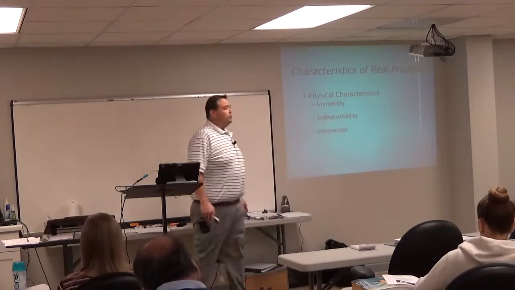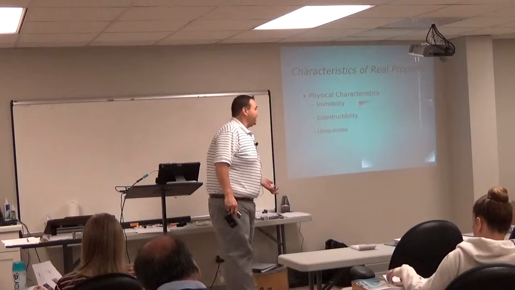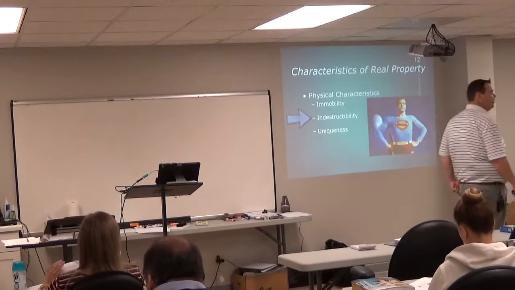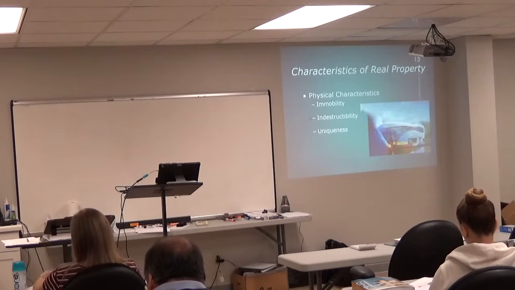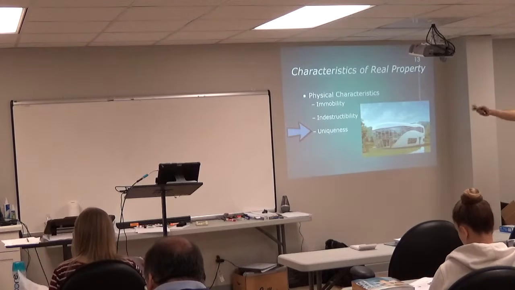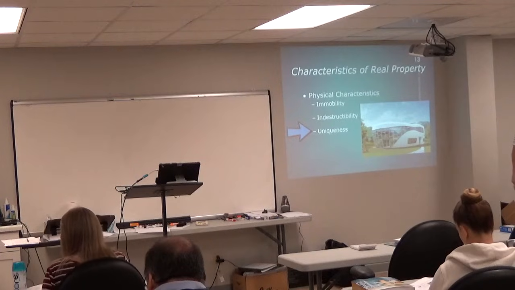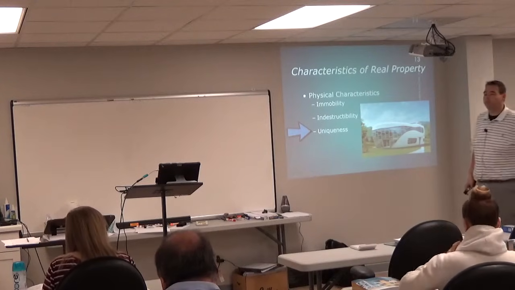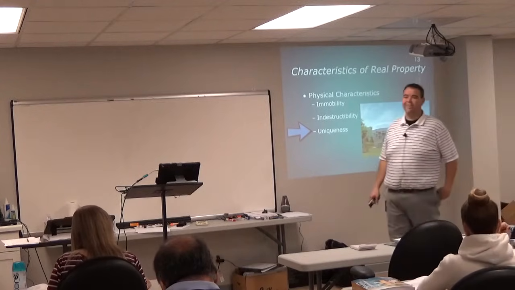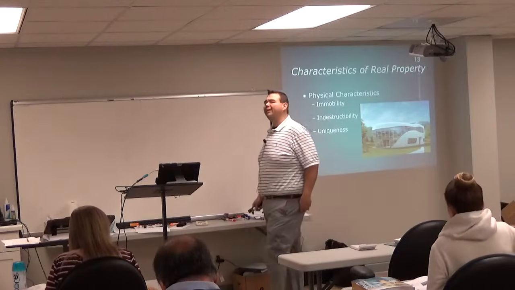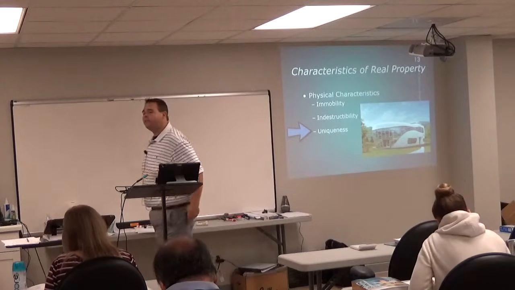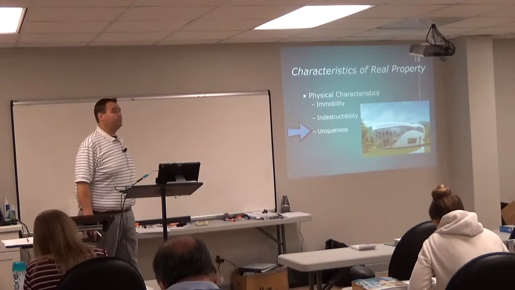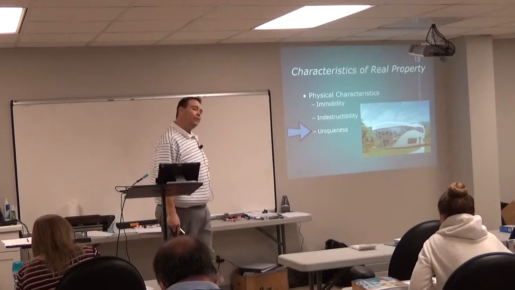Right? Land has some physical characteristics. It can't be moved. It's immovable. It can't be destroyed. It's indestructible. And it is unique. This one is the important one. So I want you to highlight or circle uniqueness as a characteristic of land. It's probably the most important characteristic of land, that every piece of land is completely unique from every other piece of land. That's an important legal idea.